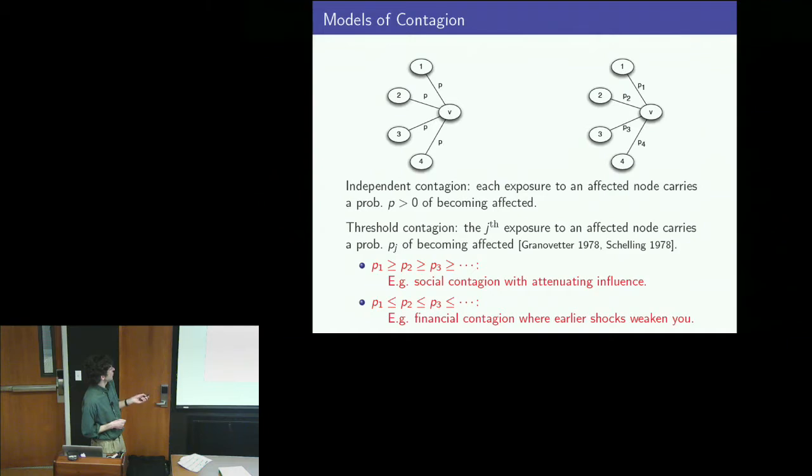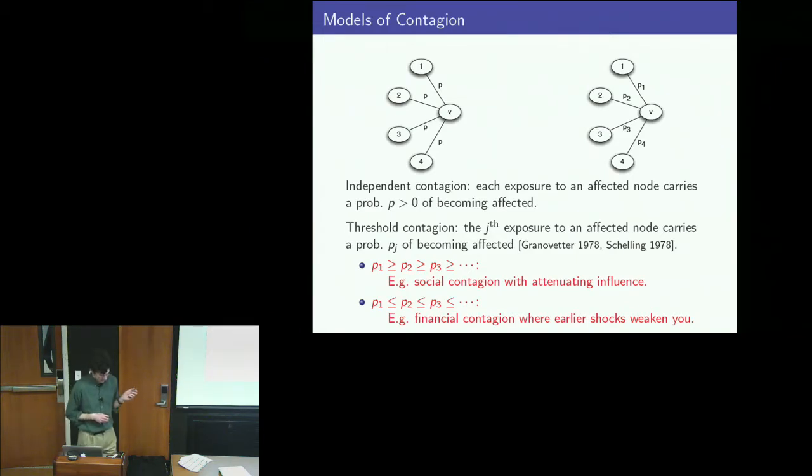which is that the jth exposure to an affected node carries a probability pj of becoming affected. Right? So all links here are equal, but what matters is that the second time you get hit with a thing, there's a different chance of being infected than the first time, and so forth. And different domains have actually proposed different versions of this.